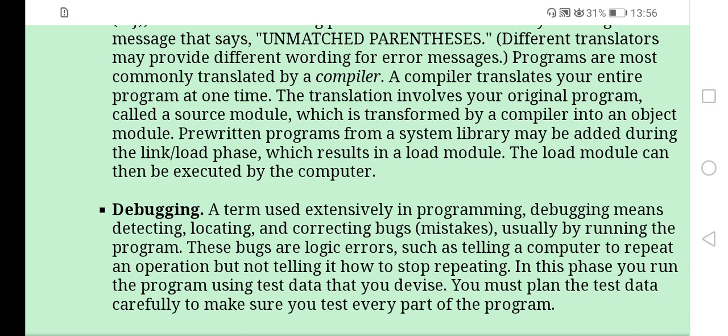Programs are most commonly translated by a compiler. A compiler translates your entire program at one time. The translation involves your original program, called a source module, which is transformed by a compiler into an object module. Pre-written programs from a system library may be added during the link/load phase, which results in a load module. The load module can then be executed by the computer.